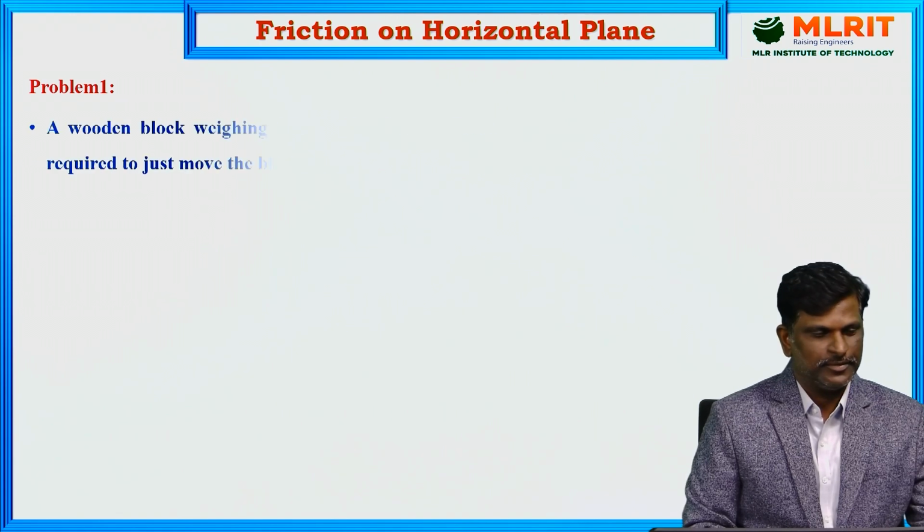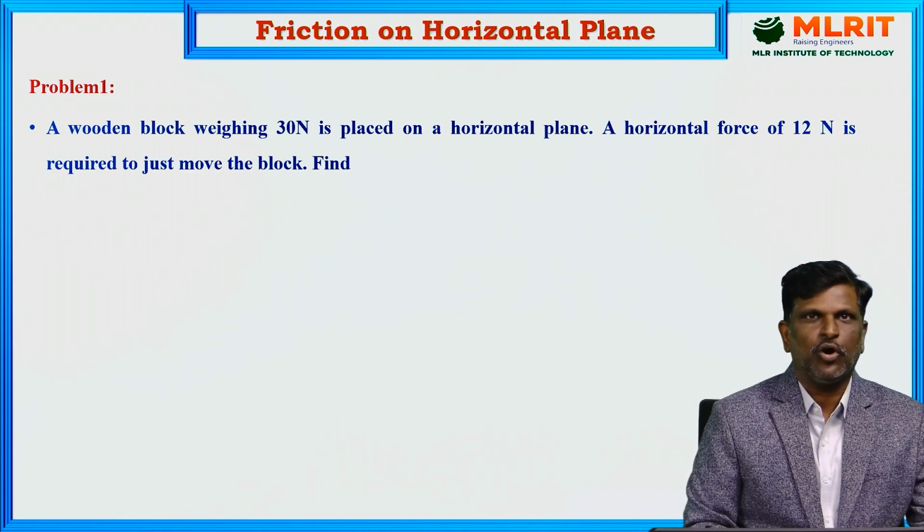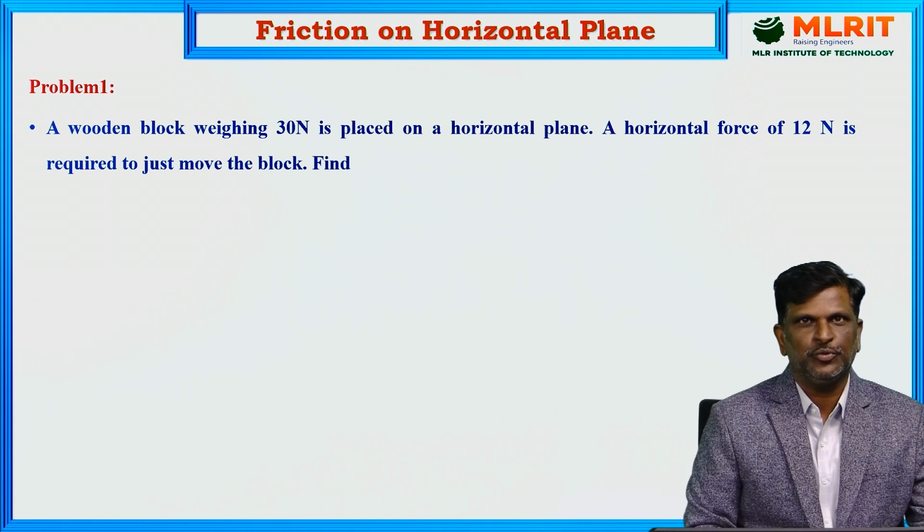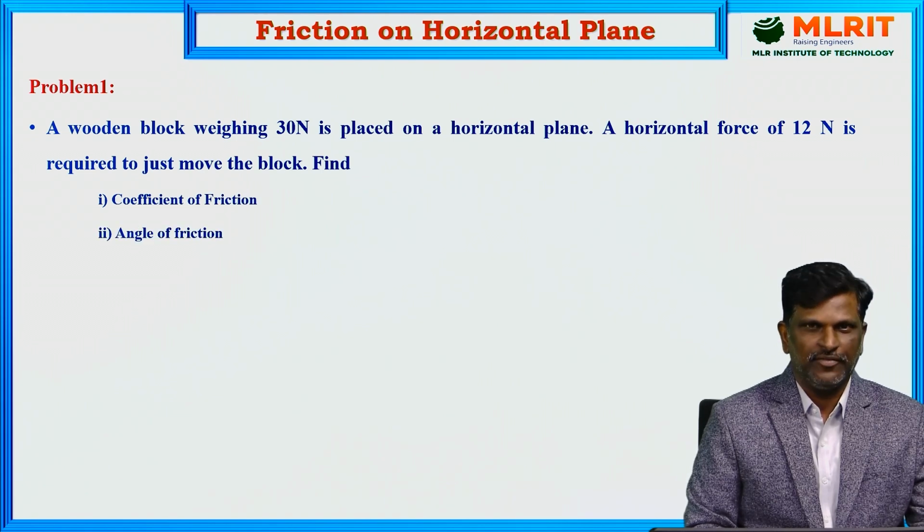Problem number 1. A wooden block weighing 30 newtons is placed on a horizontal plane. A horizontal force of 12 newtons is required to just move the block. Find the coefficient of friction and the angle of friction.